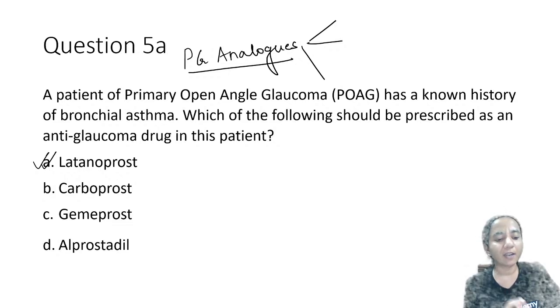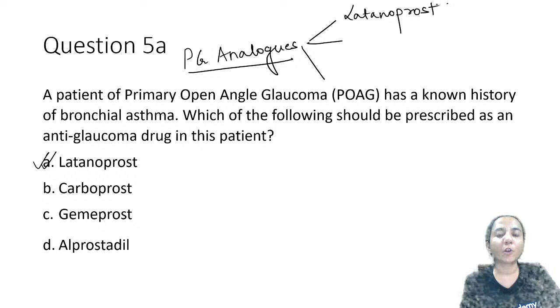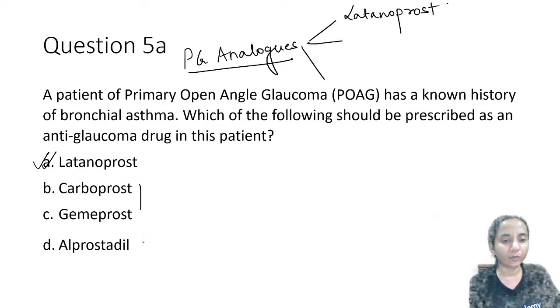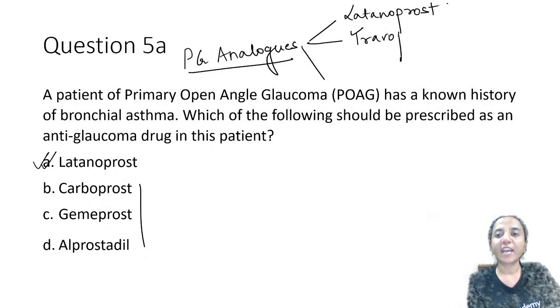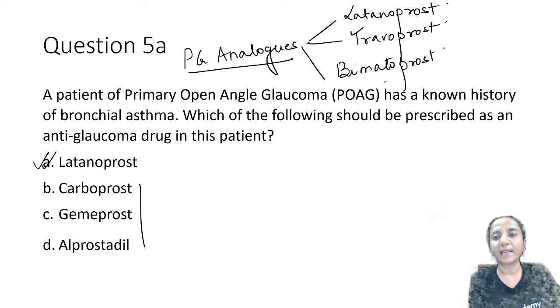So, which are the PG analogs used in glaucoma? One is latanoprost, correct. And what are the other two? None of these are used as anti-glaucoma drugs. So, which are the ones that are used? Apart from latanoprost, what are the other prostaglandin analogs that are used? We have travoprost and we have bimatoprost. So latanoprost, travoprost and bimatoprost. These are the ones which are used as anti-glaucoma drugs.